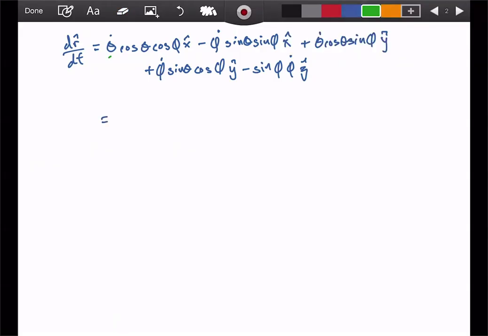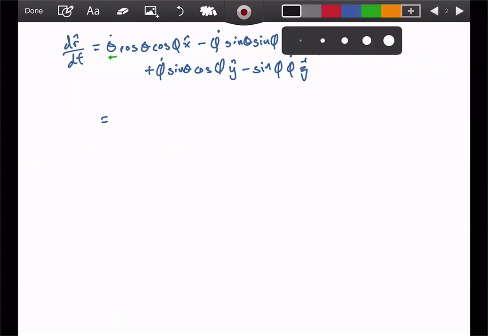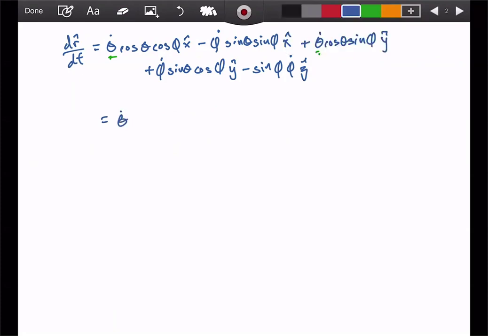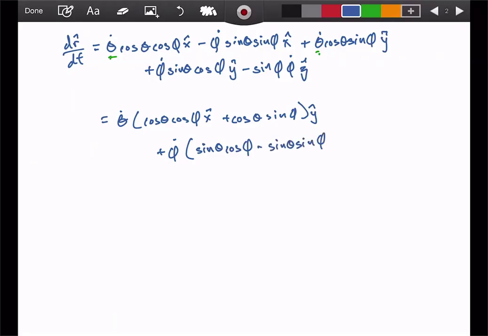So basically, all I'm going to do in this case is put all my theta dot terms together, and then put all my phi dot terms together. So let's do it that way. Theta dot times cosine of theta cosine of phi in the x hat direction, plus cosine of theta sine of phi in the y hat direction. And then plus phi dot times sine of theta cosine of phi minus sine of theta sine of phi, all in the z hat direction.